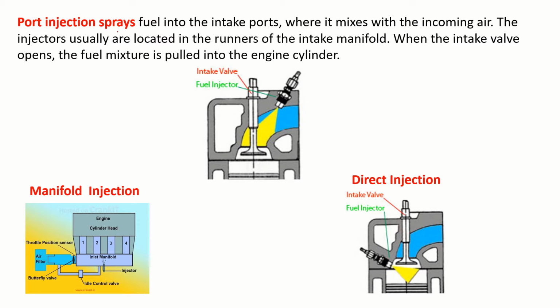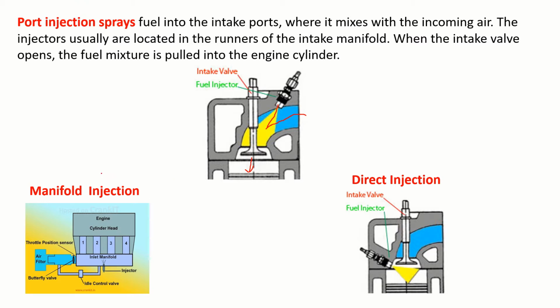Port injection sprays fuel into the intake ports where it mixes with the incoming air. The injectors are usually located in the runners of the intake manifold. When the intake valve opens, the fuel mixture is pulled into the engine cylinder. So here we have shown the fuel injector. This is the port. Into this inlet port, the fuel is injected. The blue colored one is the air, the yellow colored one is the fuel. This is injected. And during the suction stroke, as soon as the valve opens, this air fuel mixture enters.